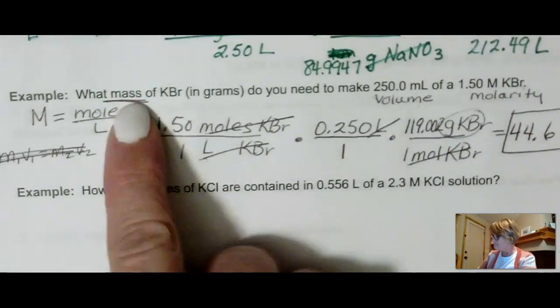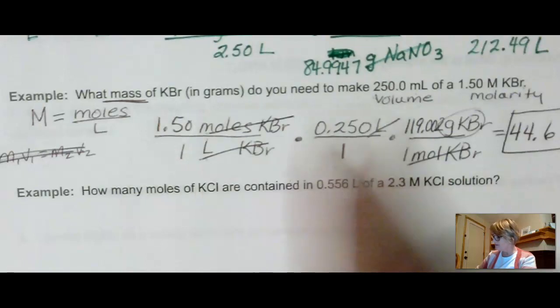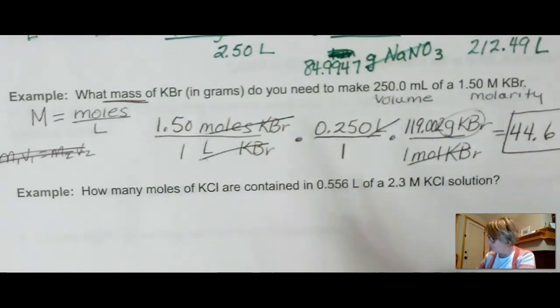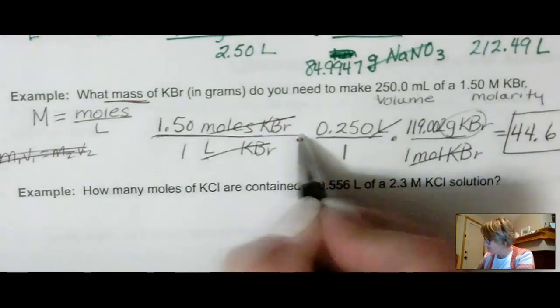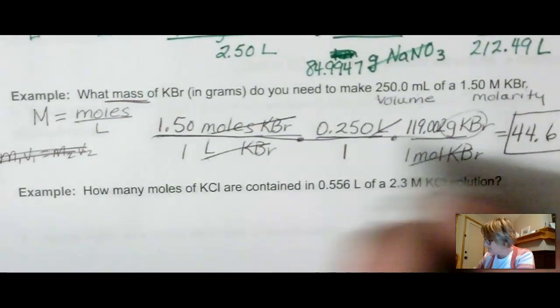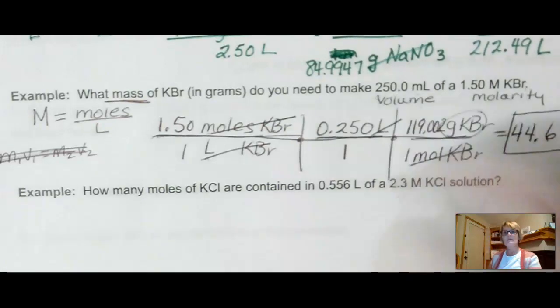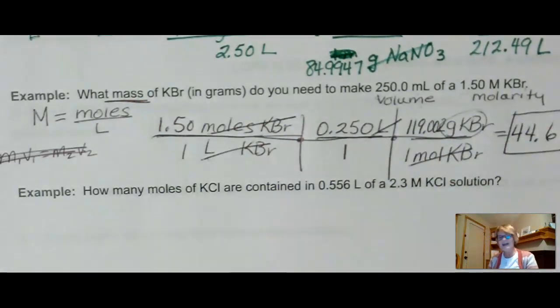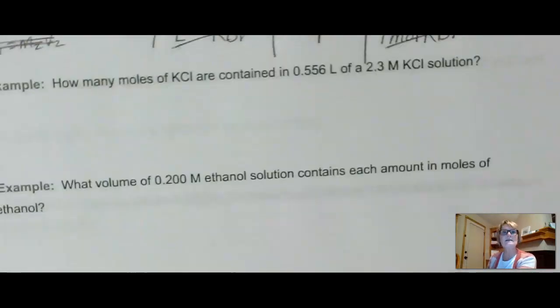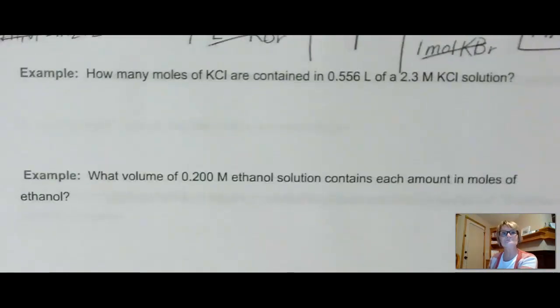When you're wanting the mass, you are going to have one section that doesn't have anything on the bottom. Don't let that panic you. Just put 1 on the bottom if you need it. I know some of you like picket fences. There are times you're not going to have a number in the denominator. Okay, let's go ahead to the next example.